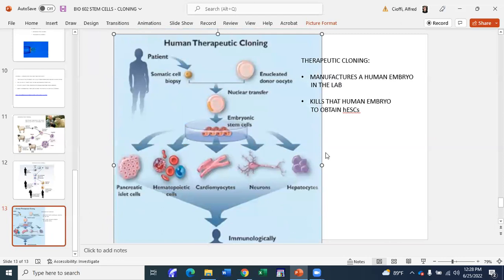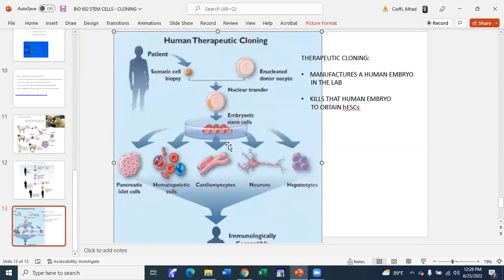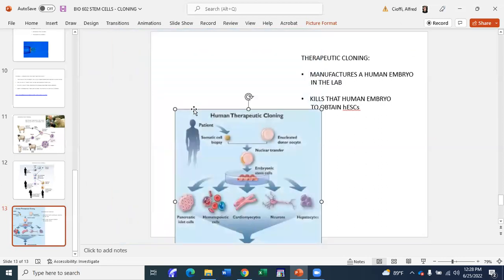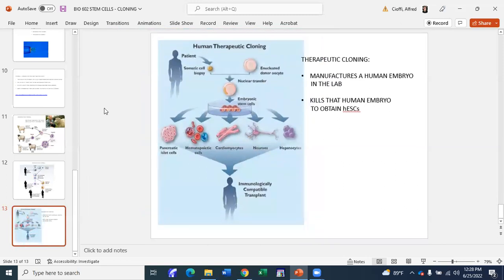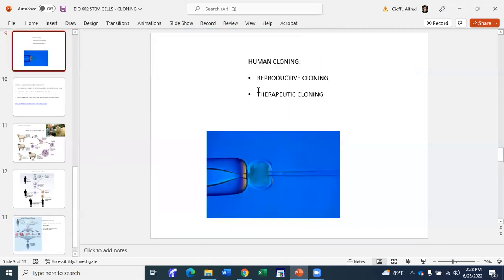But we know that this is not happening. And so those trials are not going on either right now. Thanks be to God. Bottom line, neither therapeutic nor reproductive cloning are working. But then, never a dull moment.